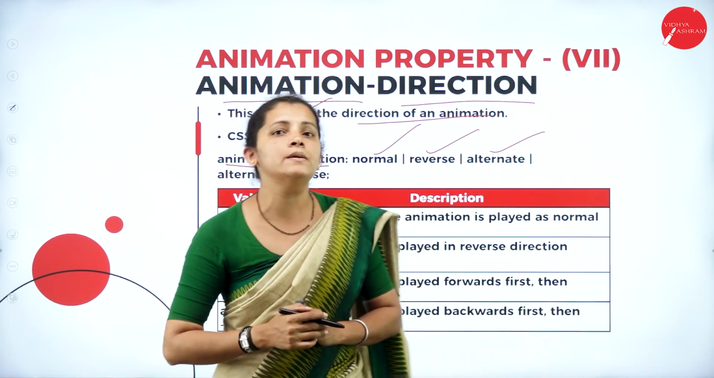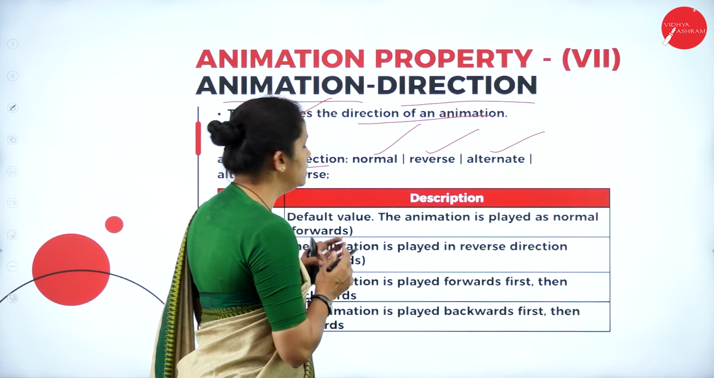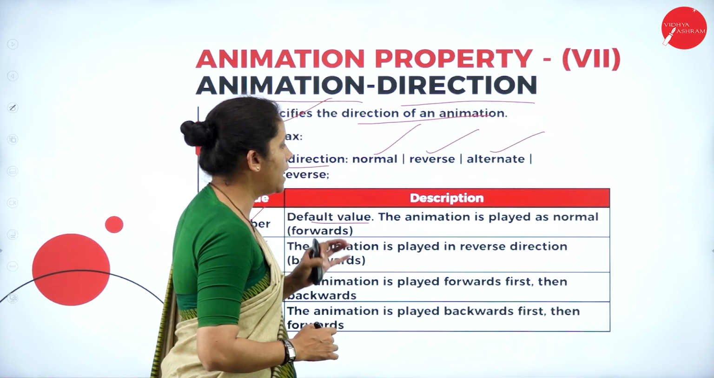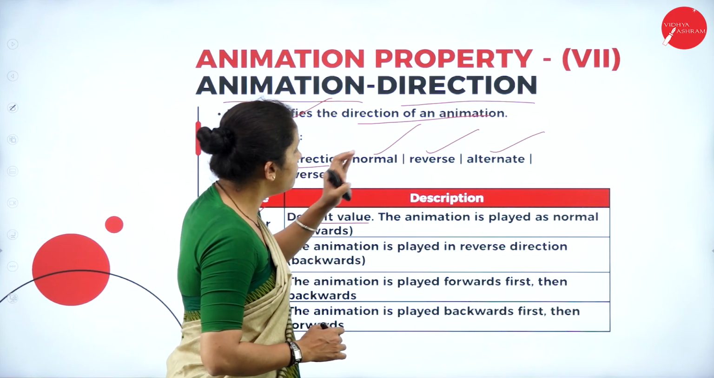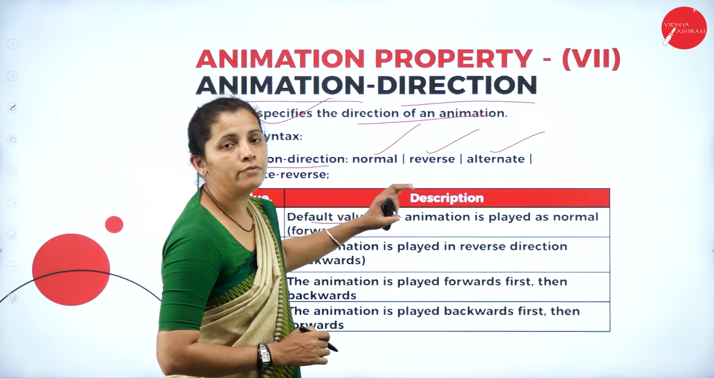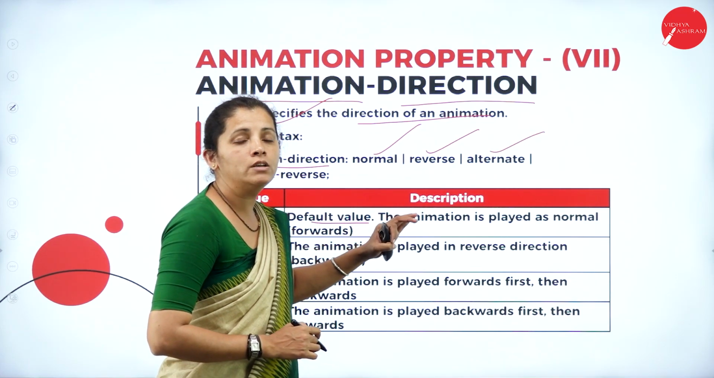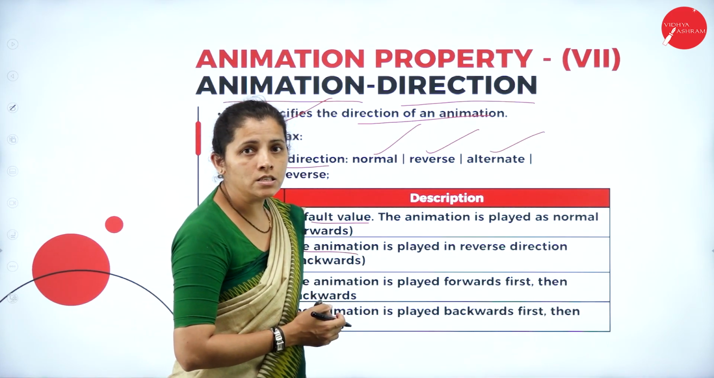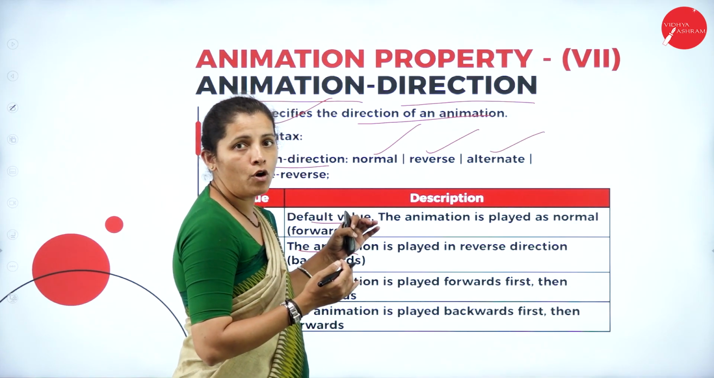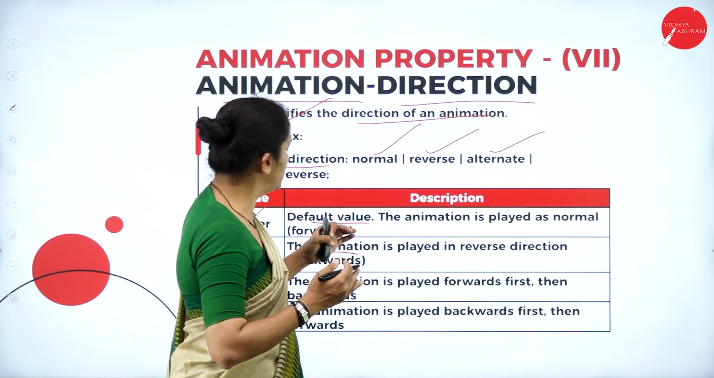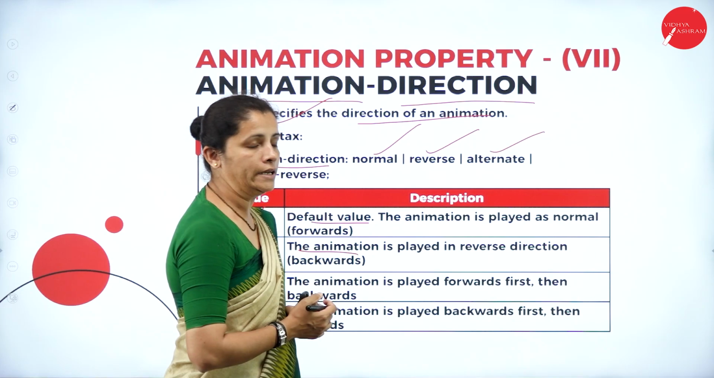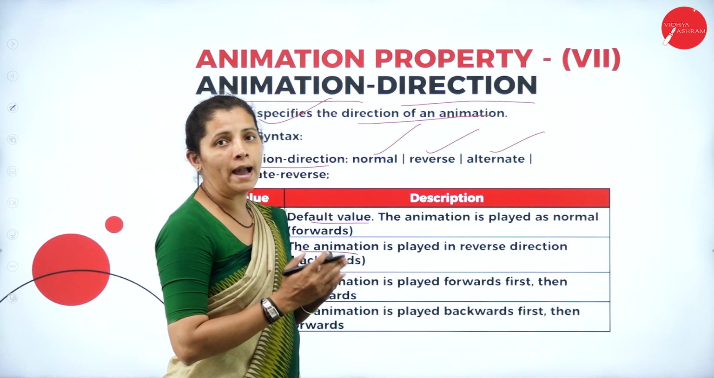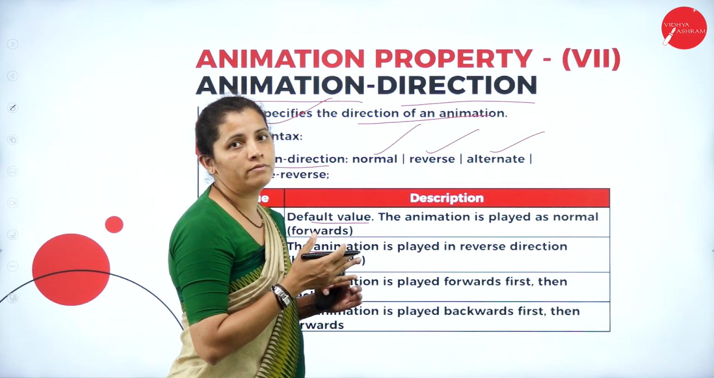If I consider the values, first I can have normal. Normal is nothing but the default value, and if I use the value normal, then it indicates that the direction is forward. When I want forward direction, I'll go with normal. Suppose I go with reverse, reverse means backward. If I want backward animation, then I'll go with reverse. And what about alternate? Alternate means first I'm going to have the forward animation, then I'll go with the backward. So first forward, then backward animation.